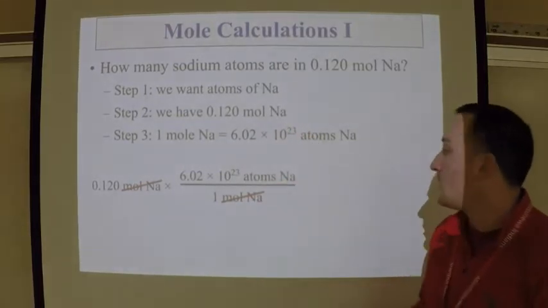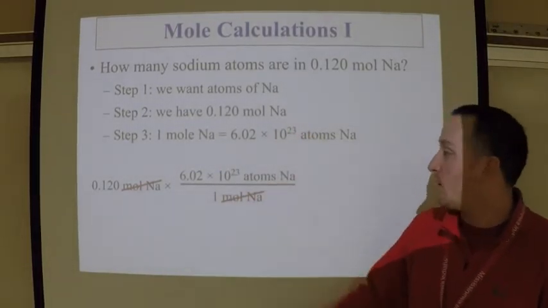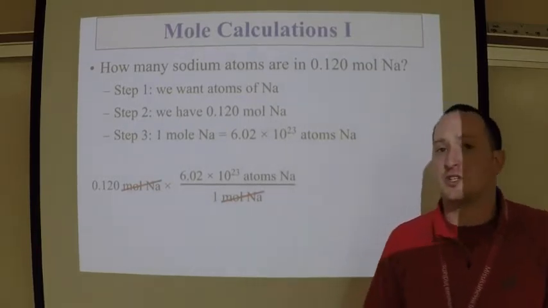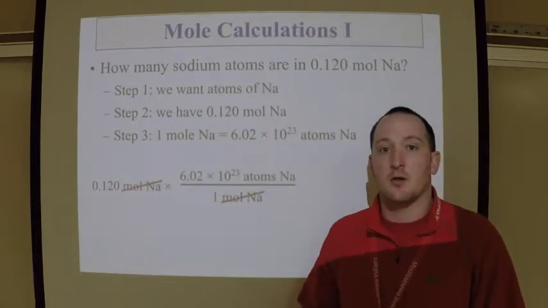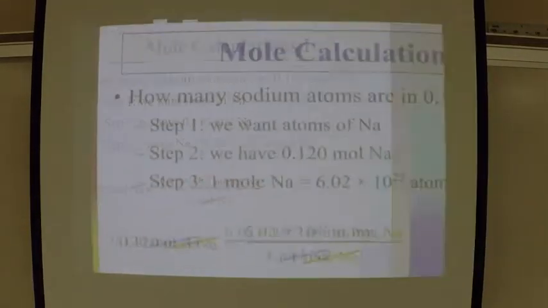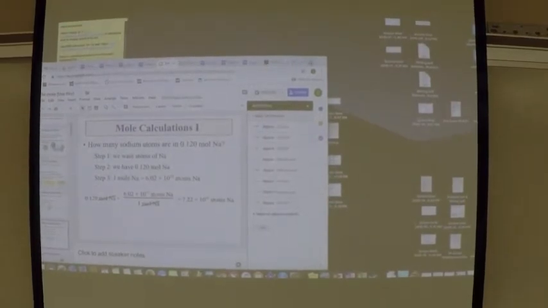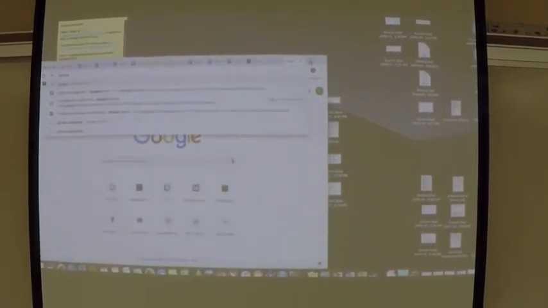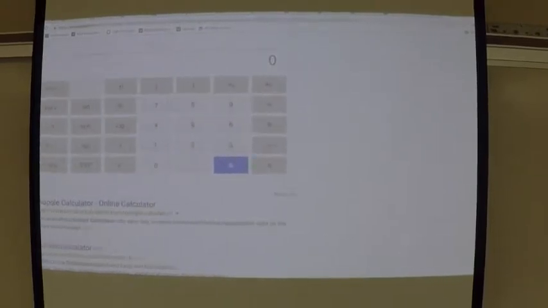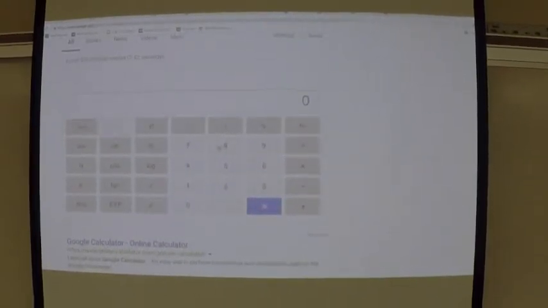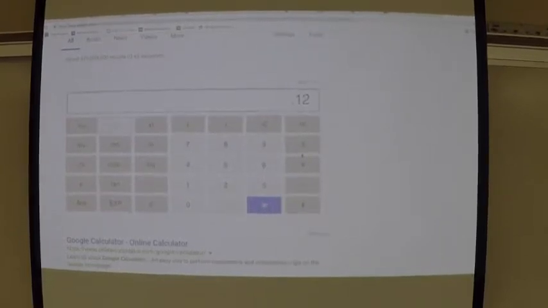Okay? So then I would just plug this into my calculator. Now, in your calculator, I would suggest using Google Calculator. So I'm going to show you how to put that into your calculator really quick. So again, the numbers that I had was 0.12 moles of sodium, and I was going to multiply by 6.02 times 10 to the 23rd.